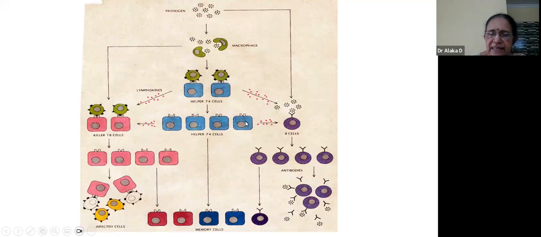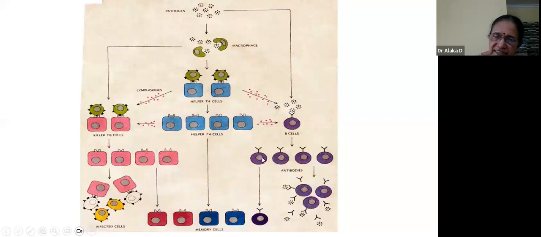Then these helper T4 cells will differentiate into B cells. These B cells will identify the antigens and they will be responsible for producing antibodies. These antibodies will combine with these antigens and will attack the microbes.